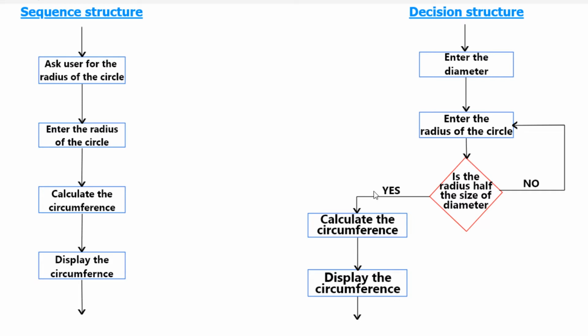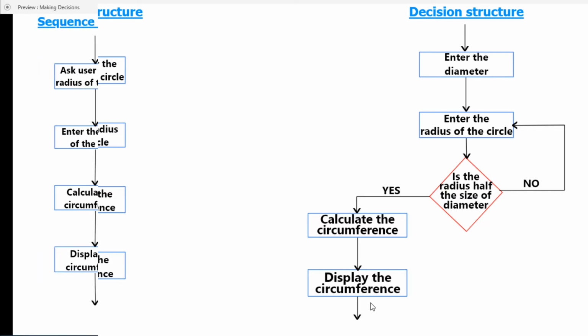Until a yes answer is encountered, that is, when the radius is half the diameter, the program goes back. If the answer is yes, the program proceeds to the next step, calculating the circumference, and then goes on to display the result of the circumference.